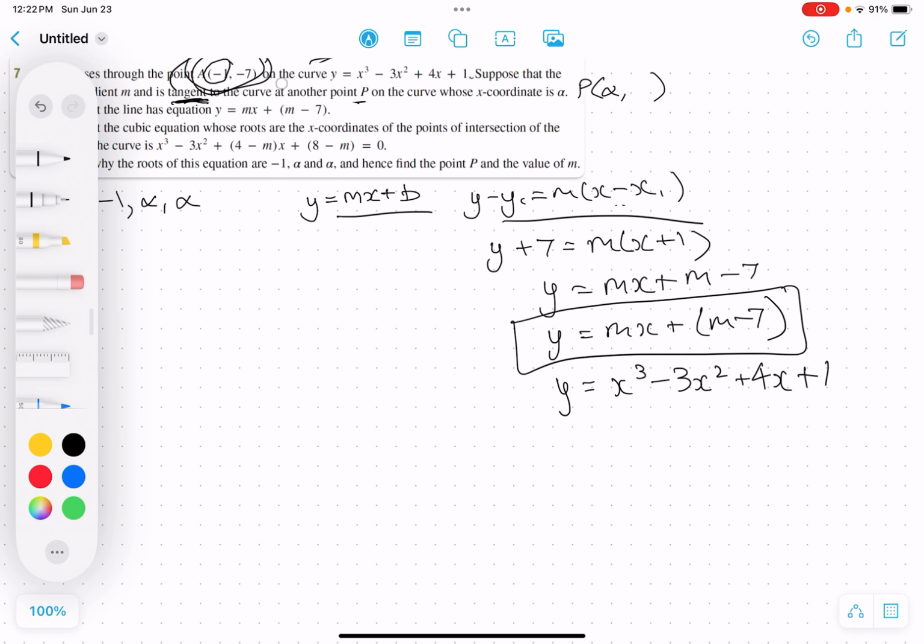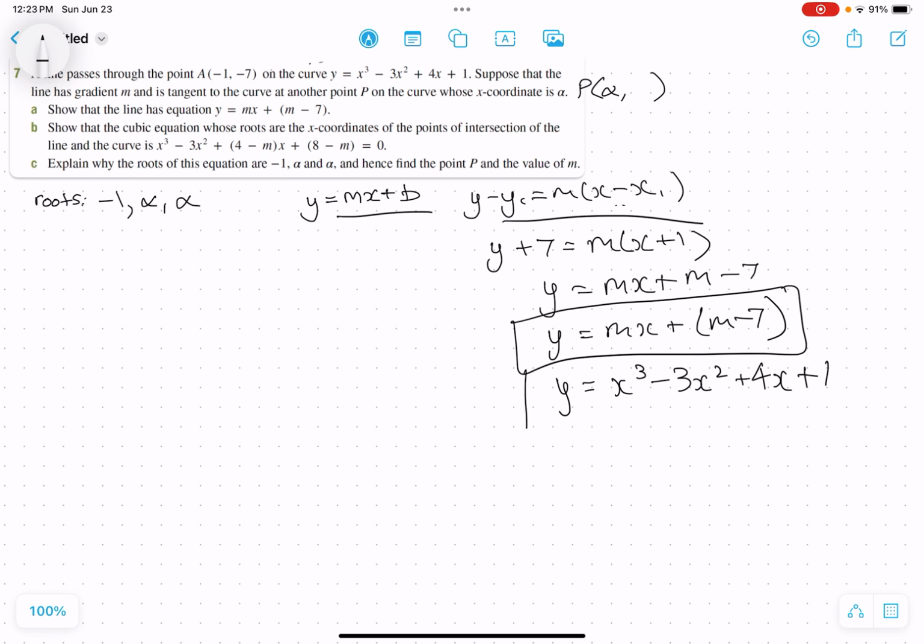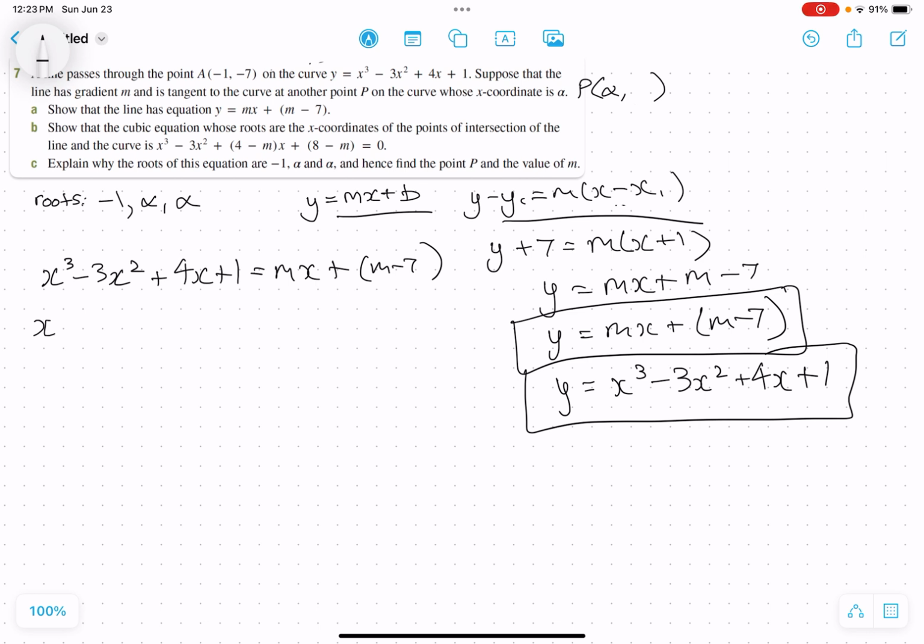So if we make them equal to each other, we should get that equation. So where they cross or touch is where they're equal to each other. So let's say x cubed minus 3x squared plus 4x plus 1 is equal to mx plus m minus 7. So we've got x cubed minus 3x squared plus, we're going to have a 4, take away mx, if we put this on the other side as well, and then we're going to have a 1, take away m minus 7.